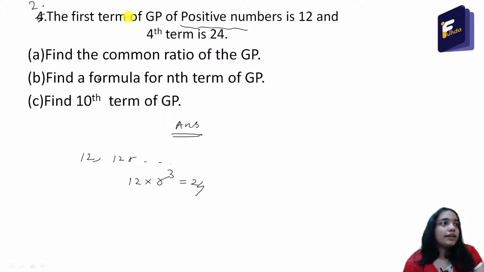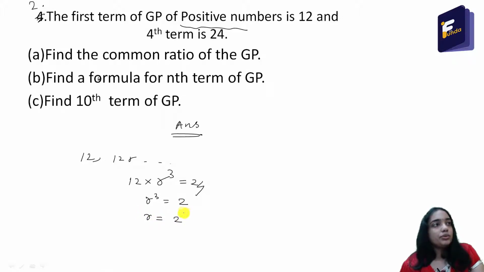So we have to find the common ratio. Simple, we just utilize the formula a r to the power n minus 1 equal to the nth term. So r cube equals 24 by 12, that is 2, and r equals 2 to the power 1 by 3. So we have solved the first part, that is the common ratio of the GP.